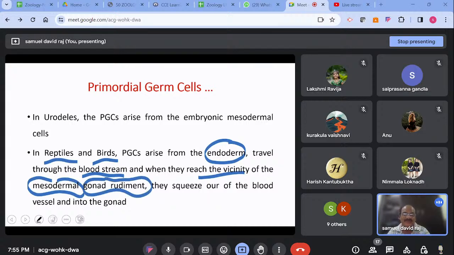when we were discussing sex determination, I told you that the gonad is in the form of a rudiment. Under the influence of what we call the genotype, it can either become a testis or it can become an ovary. So this we call the gonadal rudiment. And we know the reproductive system develops from the mesoderm. Yesterday we have seen this. So it is called a mesodermal gonad rudiment.